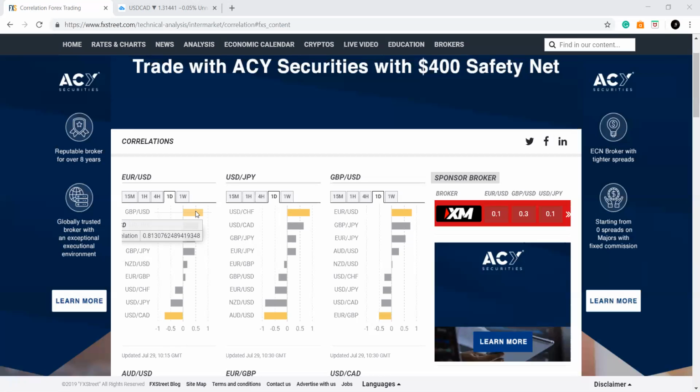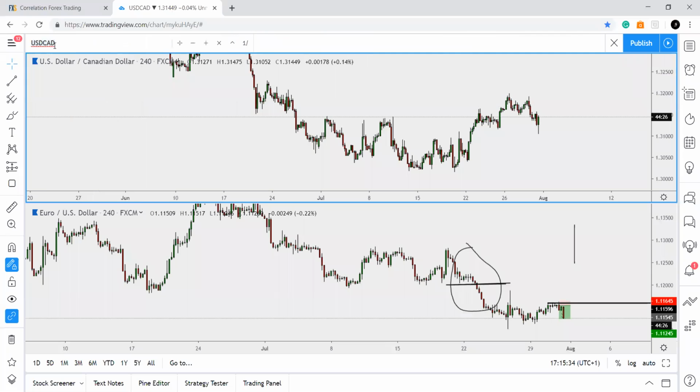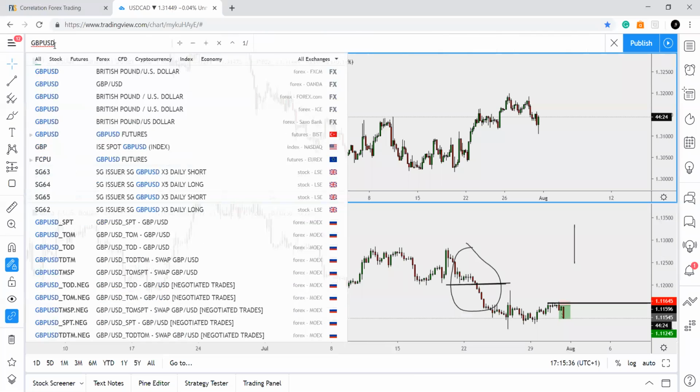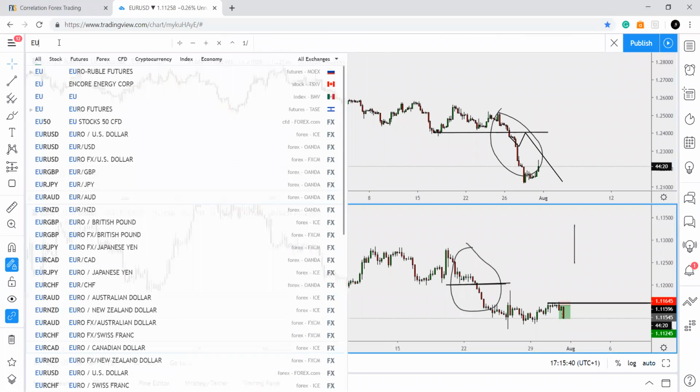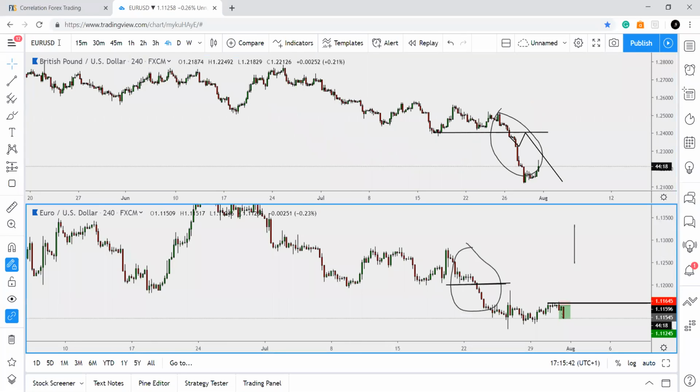Now, just as an example, say you decide that you want to sell Pound USD, okay? You can go over to Pound USD and then you can select the daily chart and see, right, the correlation between Pound USD and Euro USD is 81%. Let's see what's happening. So we'll go over here. We'll do Pound USD up here. And we'll do Euro USD down here.